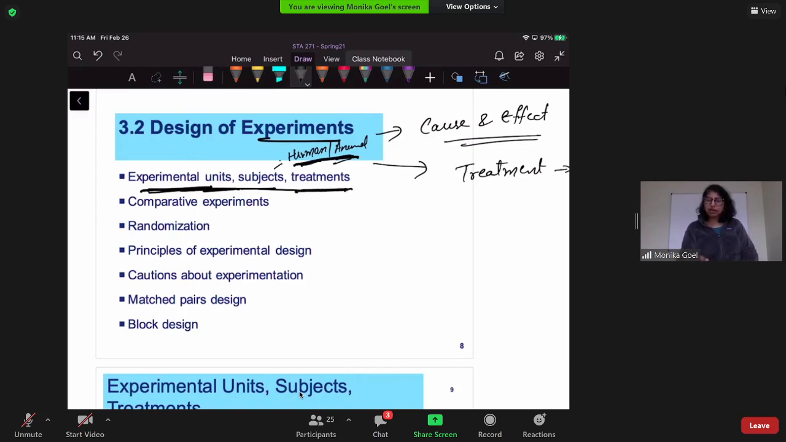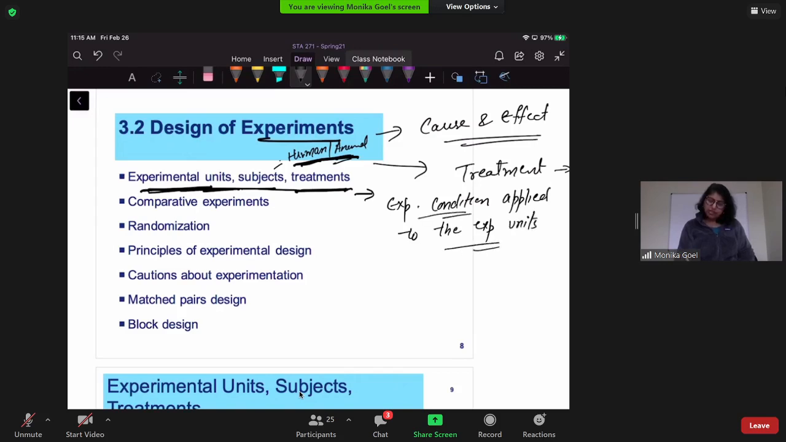And treatments are what we are applying to those experimental units to see what is my result, or what is the cause and effect relationship. So you can say that it is an experimental condition applied to the experimental units.